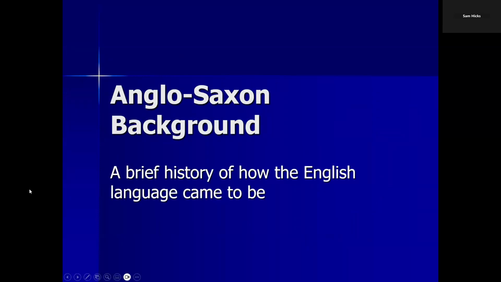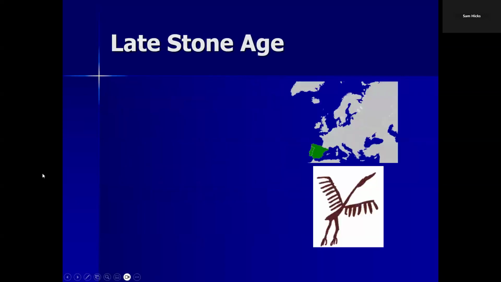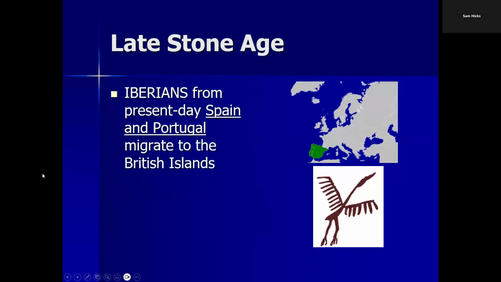Right, so the Anglo-Saxon background. A brief history of how English came to be. In the late Stone Age, the immigrants from what we would call present-day Spain, Portugal, which is over here in the map. Sorry, you see the green? They came from there and went down here to what we call the British Islands.